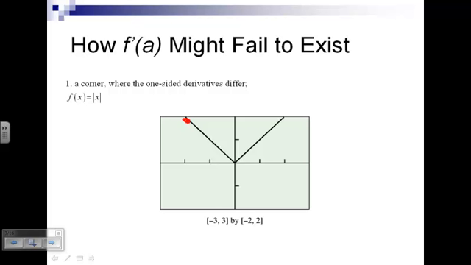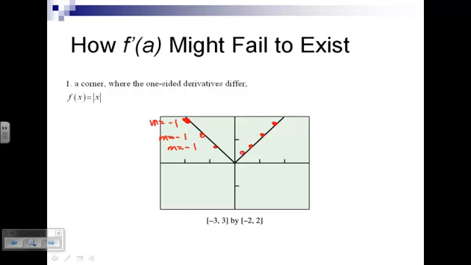Negative 1. Slope is equal to negative 1. How about right there? Negative 1. And right there? Negative 1. All the way down this line, all these slopes are negative 1. How about over here? And 1, and 1, and 1.